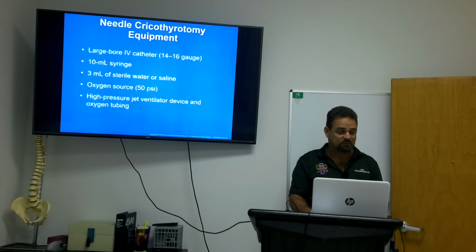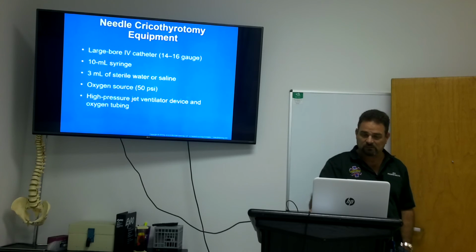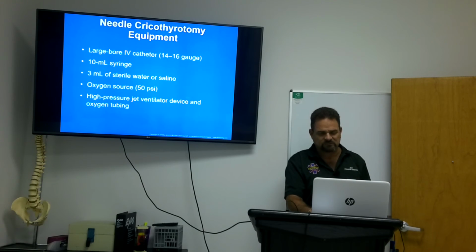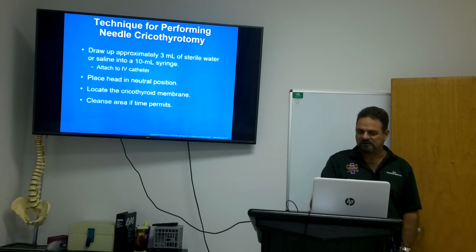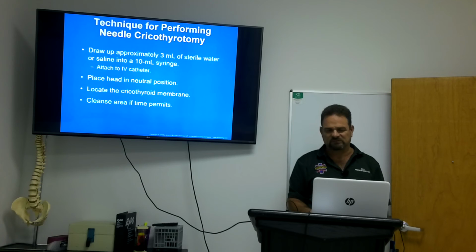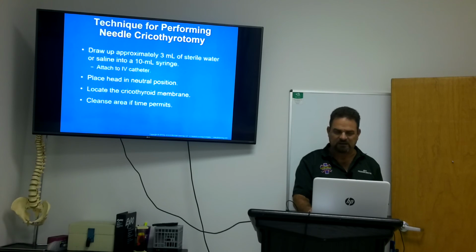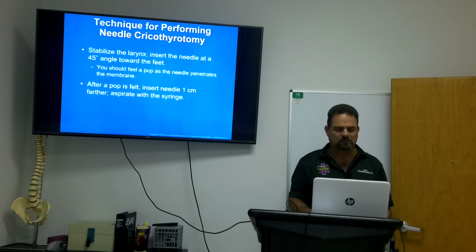Needle cric equipment: large bore catheter, 14 to 16 gauge, 10 cc syringe, 3 cc sterile water or saline, oxygen source at 50 psi, and a high pressure jet ventilator device and oxygen tubing. Here's your technique. Draw up about 3 cc's of water, place the head in neutral position, locate the membrane, and if time permits, cleanse the area with iodine or some kind of chlorhexidine. We don't really use iodine very much anymore.